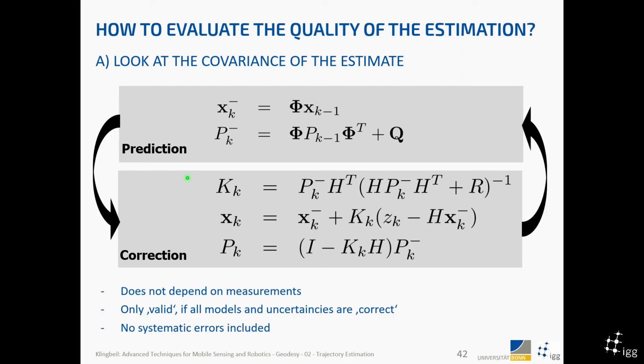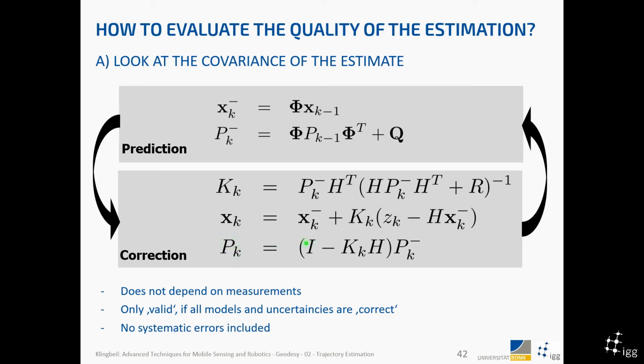I just want to discuss different aspects of how to evaluate the quality of a trajectory estimation. The first thing you could do is look at the covariance. If you remember the filtering equations, you could look at the covariance of the estimate to estimate the accuracy of your estimation. This is only okay if all models and all uncertainties are correct. So if all the models that I use for R and for Q are correct, then this P gives you a good estimate of your estimation accuracy.